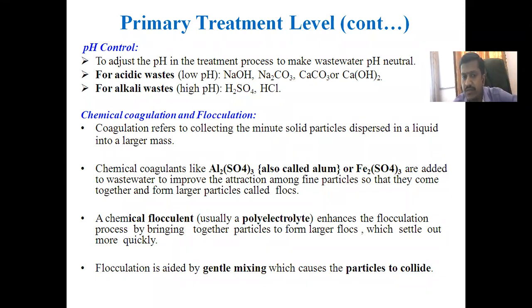Okay. So that is the function of alum, which we are going to use in the process of chemical coagulation.